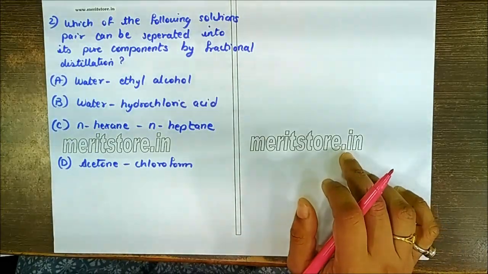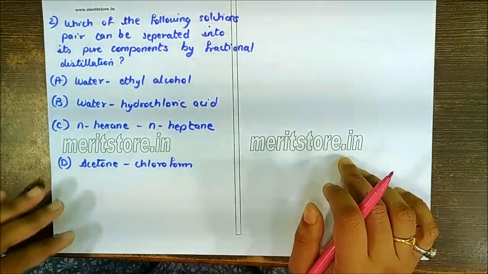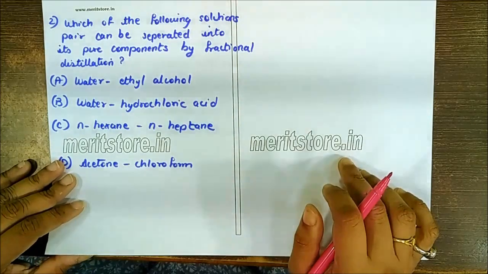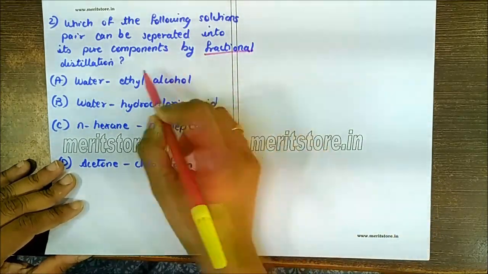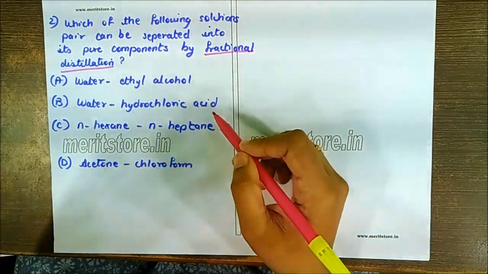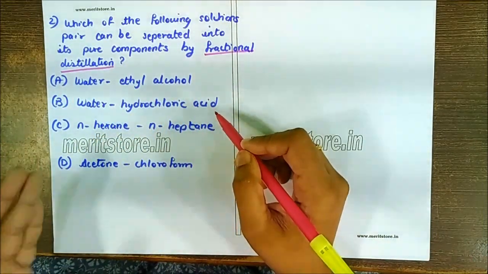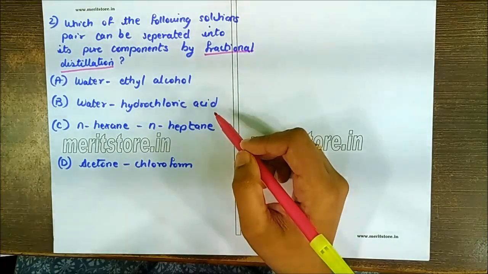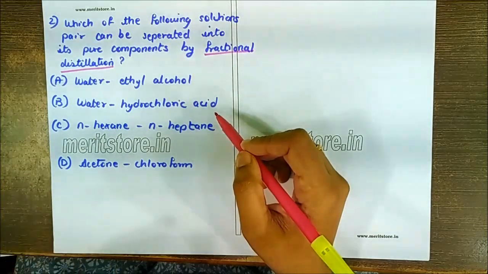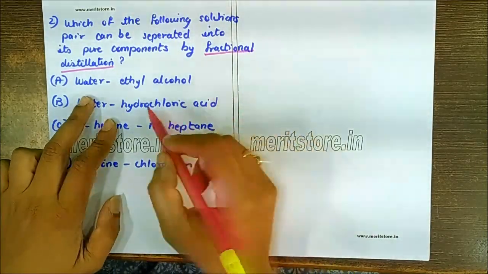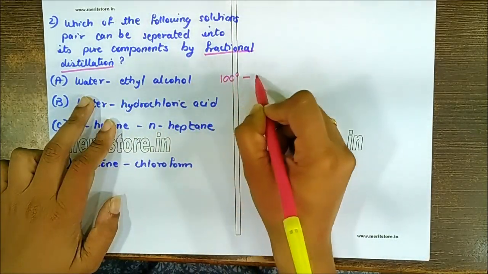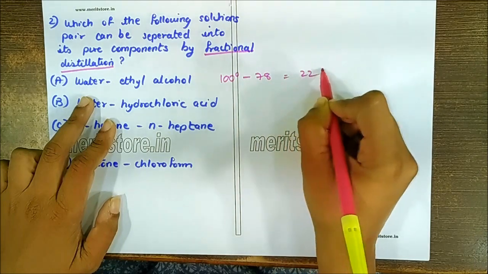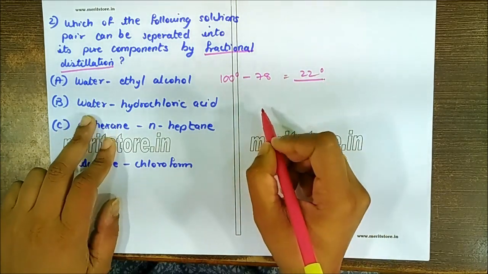Question number 2: which of the following solution pairs can be separated into its pure components by fractional distillation? Fractional distillation is only possible if the 2 components have a boiling point difference of 30 degrees Celsius or more. Now in case of water, we have 100 and this is around 78. It is just a difference of 22 degrees Celsius.